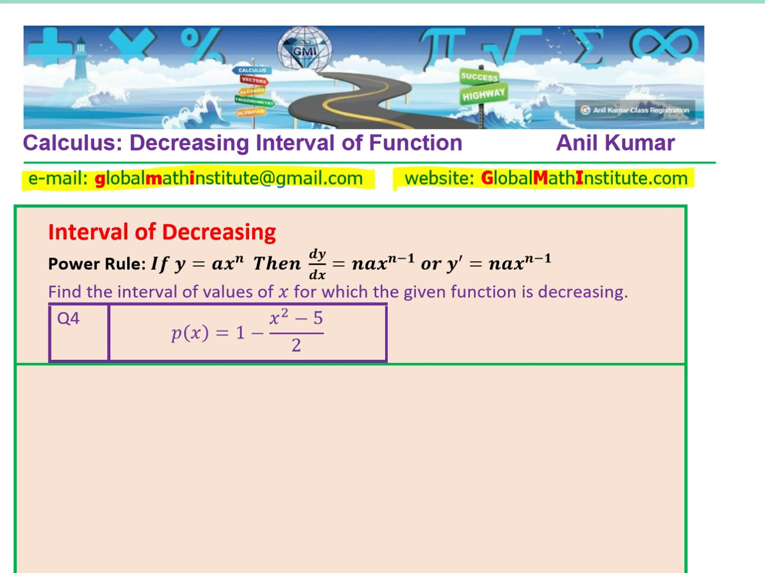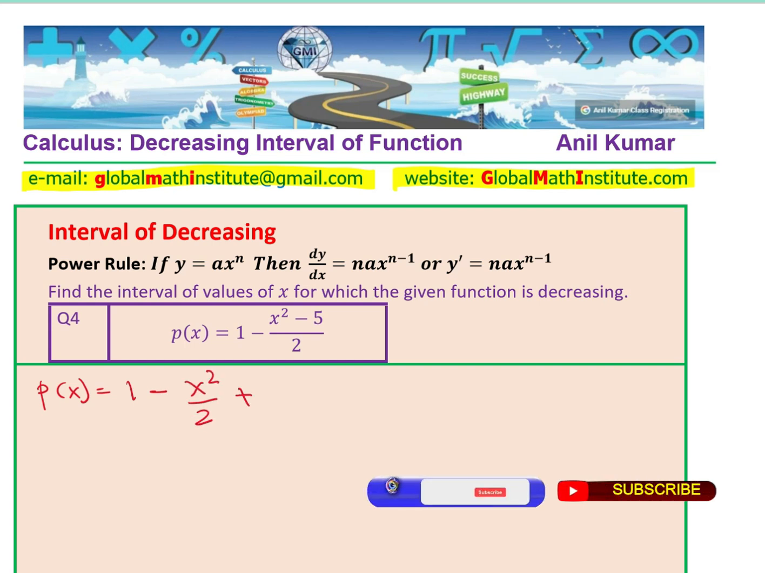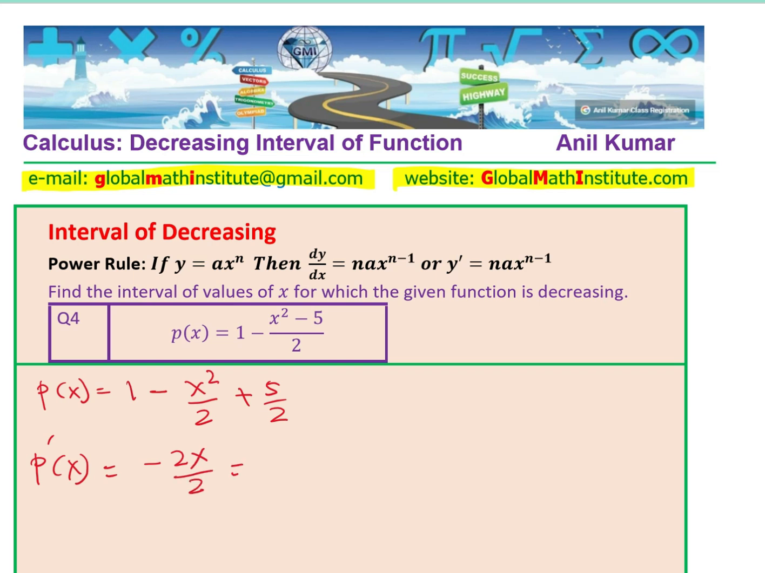Okay, let's rewrite the function p of x given to us as 1 minus x squared over 2 plus 5 by 2. Now it is very easy to find the derivative, correct? So the derivative of this function is minus 2x over 2, which is just minus x, correct? Now, the critical number here is x equals 0, right? At x equals 0, the derivative is equal to 0.